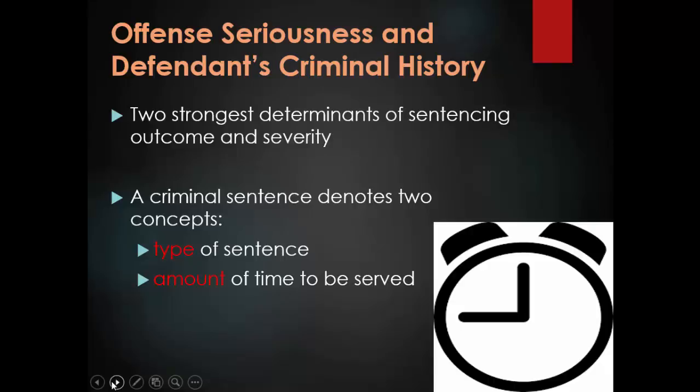The other issue lies in the defendant's criminal history. Our punishment structures are set up so that first-time offenders receive less harsh punishments than habitual criminals. Based on these two determinants, the type and the time of the sentence will vary. Just as we stated, more severe offenses and longer criminal histories will result in longer sentences and incarceration-based punishments. Less severe offenses and less extensive criminal histories will result in less time being served and possibly community-based sentences.